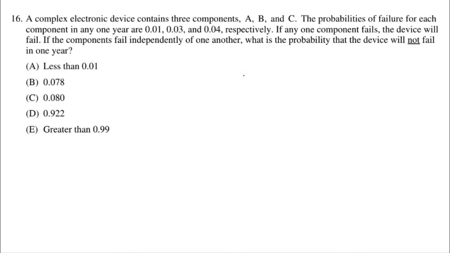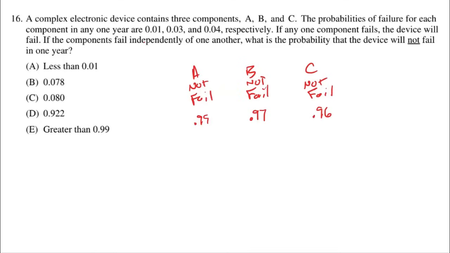Okay, so if the device is not going to fail, I need A to not fail. Cannot fail. I need B to not fail. Cannot fail. If any one fails, everything else fails. C cannot fail. All right, so what are the probabilities? Well, again, if A has a 1% chance of failure, it's 99% not fail. B has a 3% chance of failure, it's got a 96%. Whoa, sorry about that. Did some bad quick math in my head there. Just looking ahead. If B has a 3% chance to fail, it's got a 97% chance to not fail. And if C has a 4% chance to fail, it's got a 96% chance to not fail.